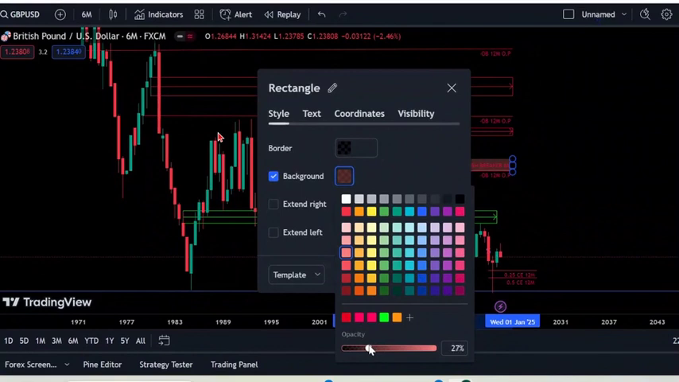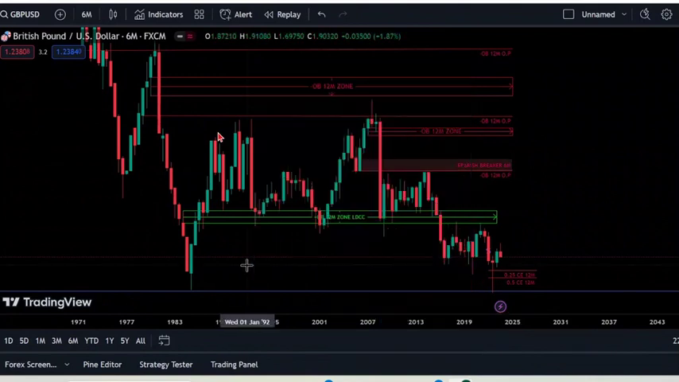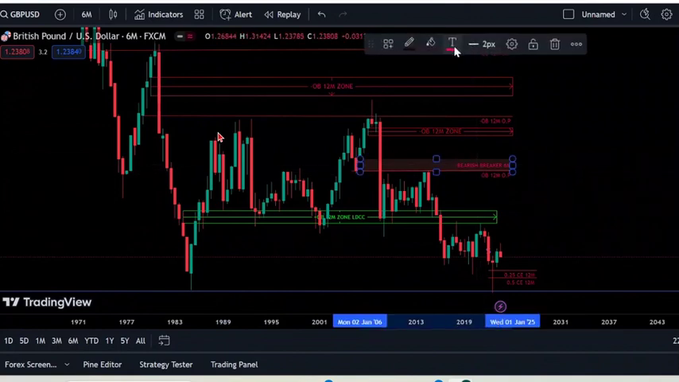We want to see it, but barely see it, because we want to make sure it's not getting in the way of price. Yeah, right there. And is that fine on a 10? Okay. So now we know, that's a bearish breaker.